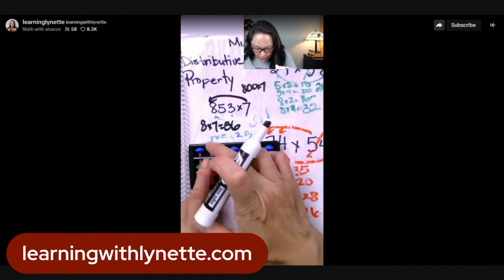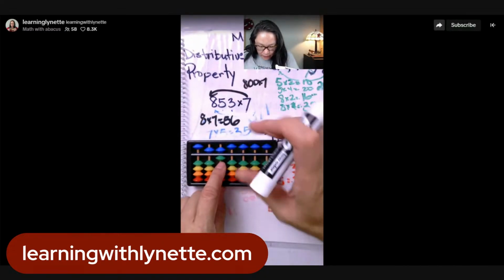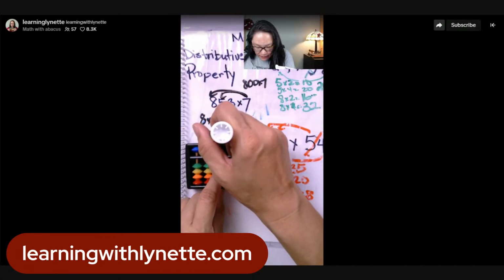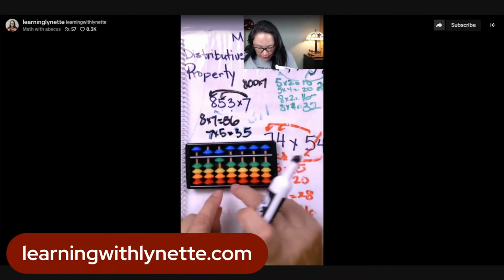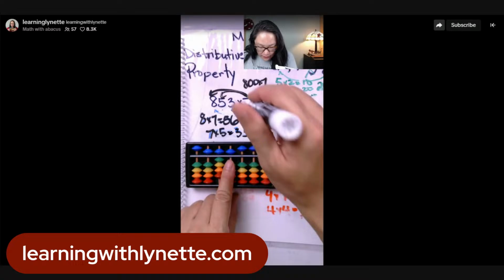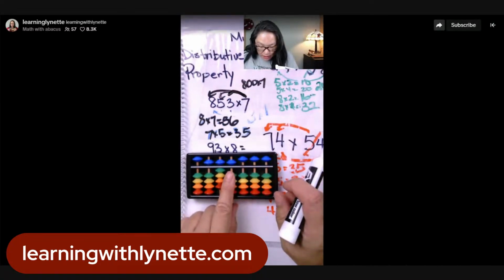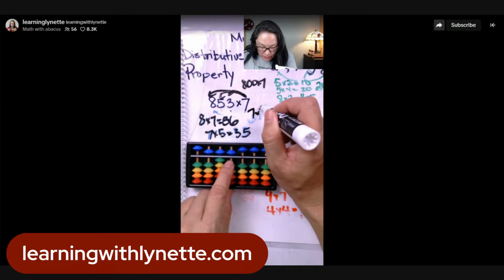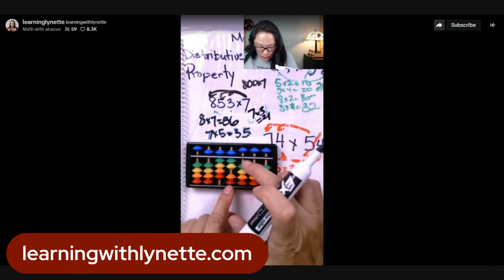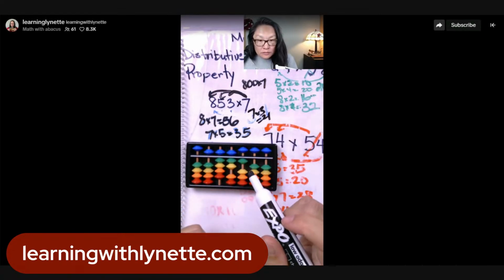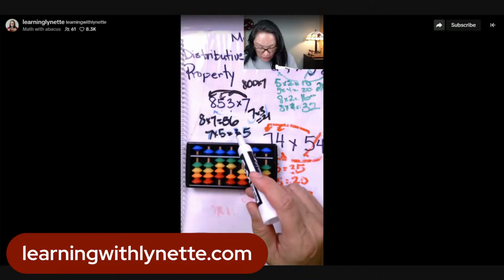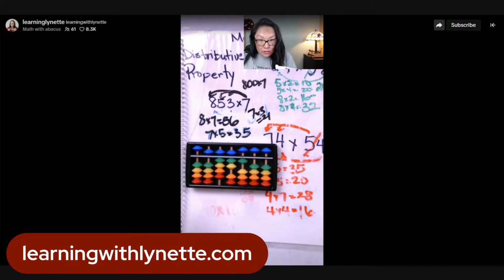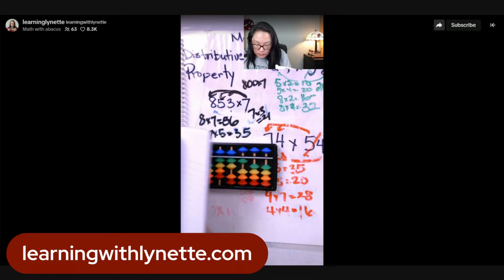5 times 7 is 35. Add the 3, add the 5. 7 times 3 is 21. Add the 2, add the 1. Okay. So the question is 93 times 81. Right? It's because I curated it.